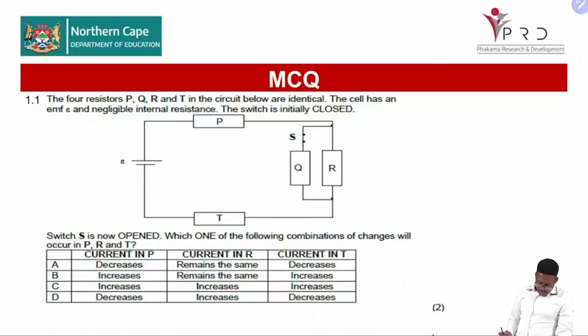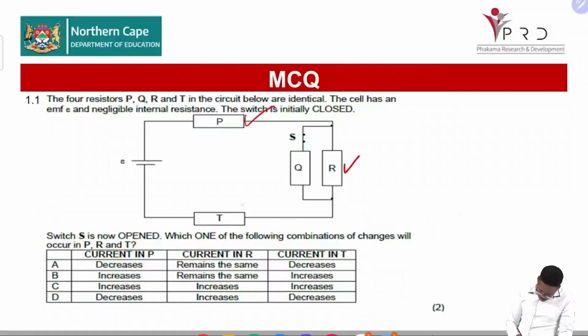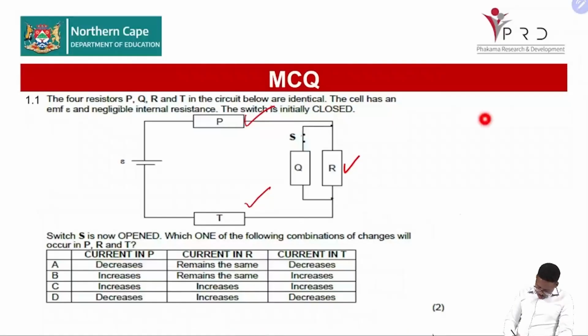The 4 resistors P, Q, R, and T in the circuit are identical, but we look at how they are connected. The cell has an EMF and the switch is initially closed. Now the switch is opened. Which one of the following combinations will change? Or the changes will be observed in PRT. Now that the switch is open.